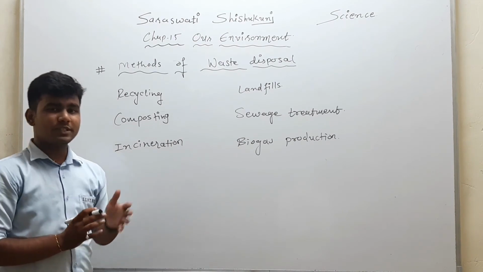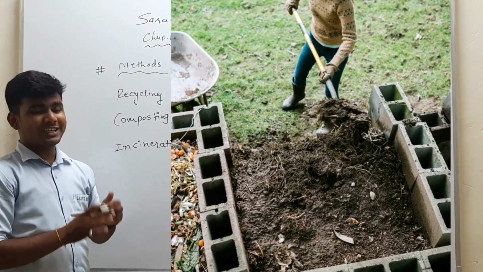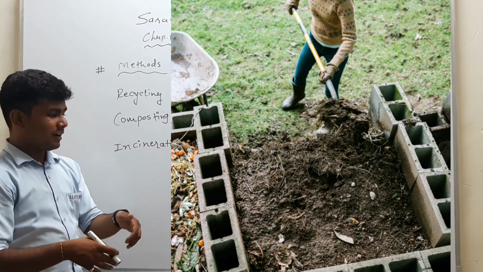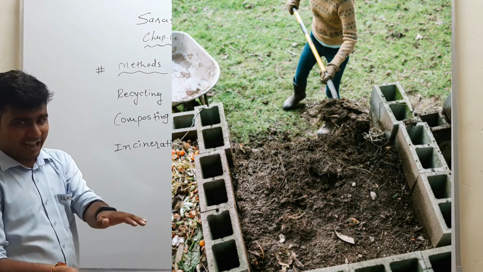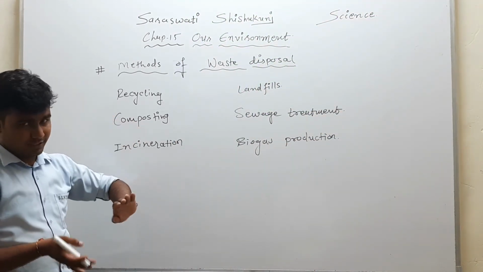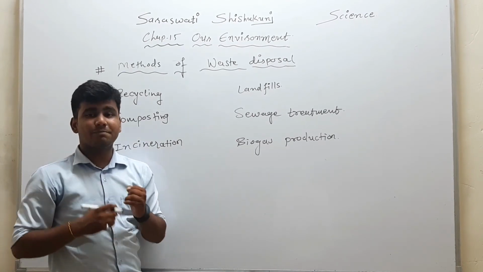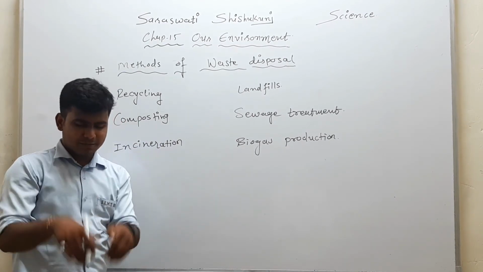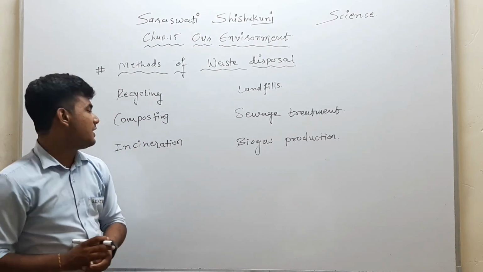Composting. In composting, the organic materials or remaining food which can get decomposed, we put deep inside the land, and it will get decomposed. That process is called composting. As we know it is biodegradable, so when it is buried inside the land, it will get decomposed and can work as manure.